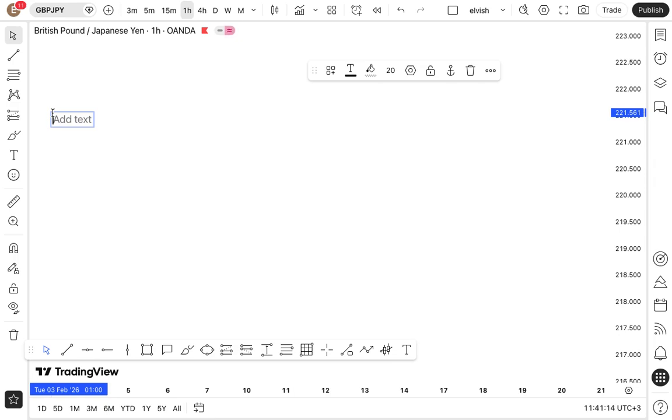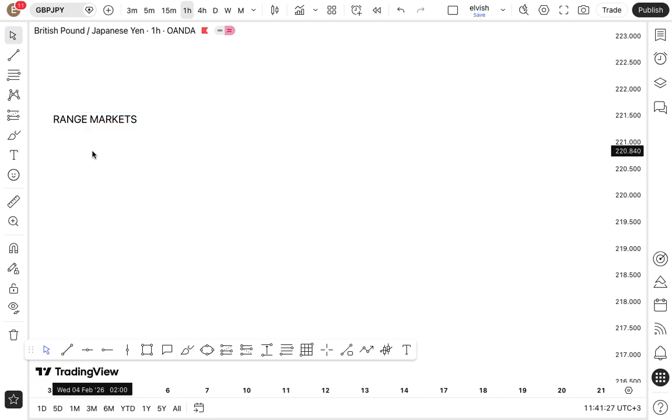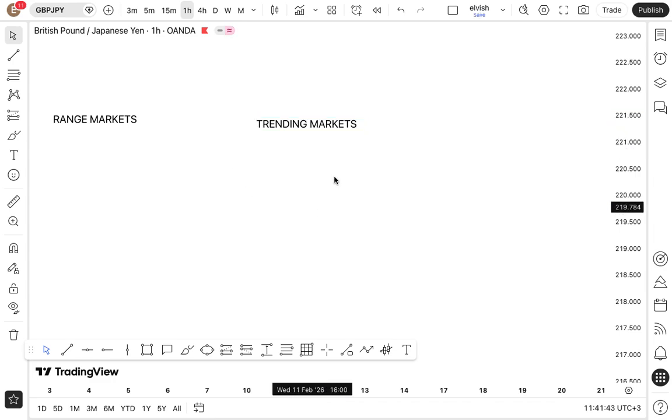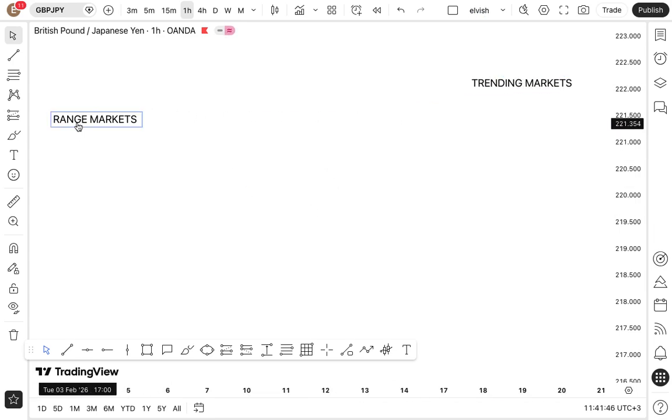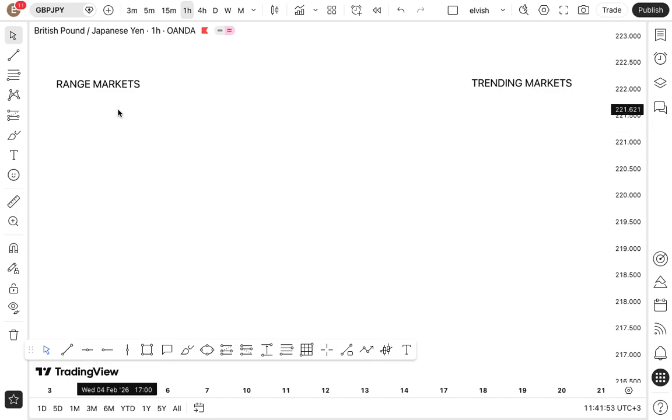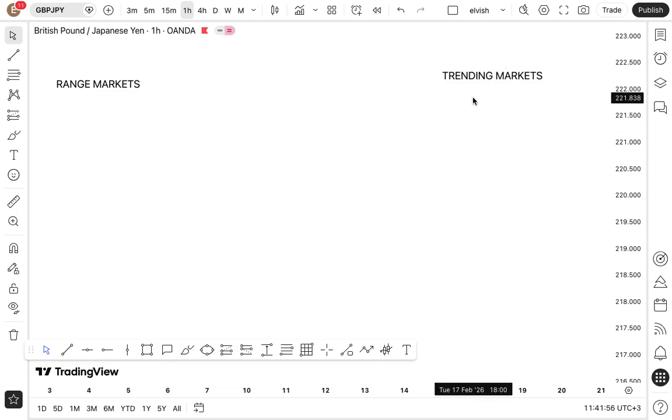We have the ranging markets, and then we have the trending markets. So you have the trending markets, and then you have the ranging markets. Under the ranging markets, we only have the ranging markets still. Under the trending markets, we only have the uptrend and then the downtrend.